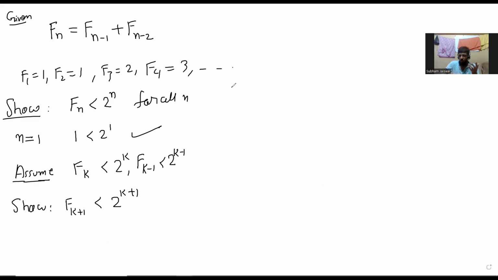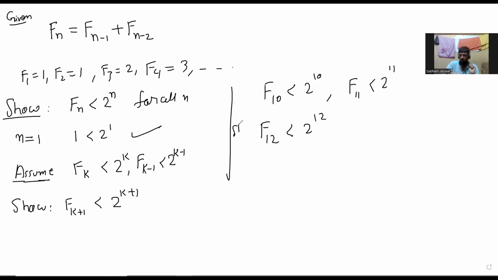You could take some concrete things and try. For example, f10, the 10th term, is less than 2 to the 10. The 11th term is less than 2 to the 11. Use them to show that the 12th term is less than 2 to the 12. You could try that. Yes, because that's what it is. Exactly, right? So f12 is equal to both of them combined, and this we know is less than 2 to the 10 plus 2 to the 11. But obviously this is less than 2 to the 12.